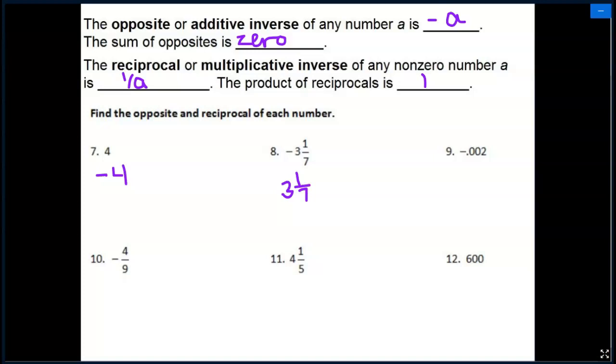The additive inverse of negative 0.002 is 0.002. The additive inverse of negative 4/9 is 4/9. The additive inverse of 4 1/5 is negative 4 1/5. And the additive inverse of 600 is negative 600.